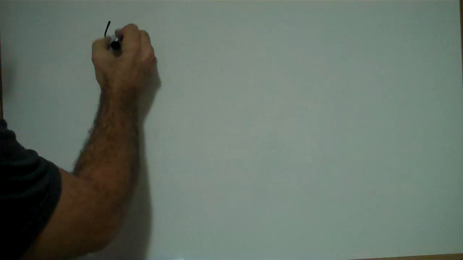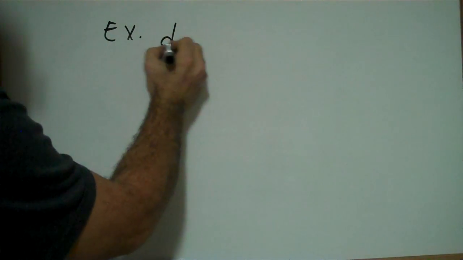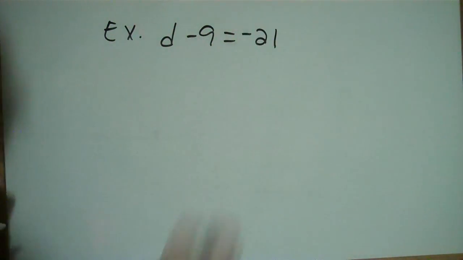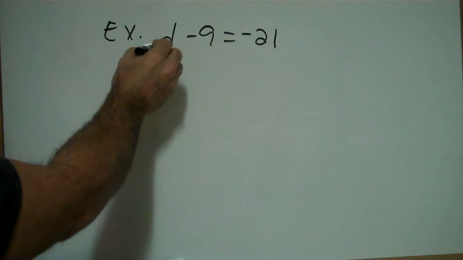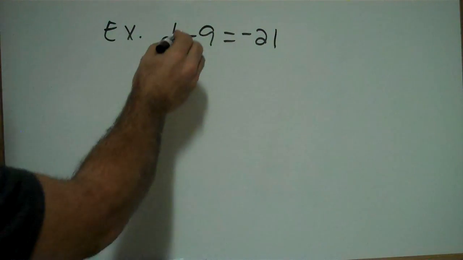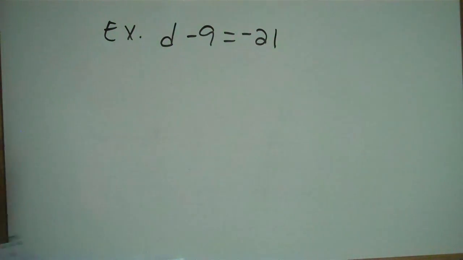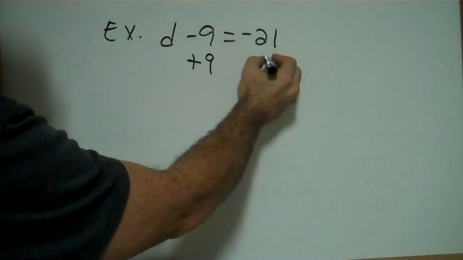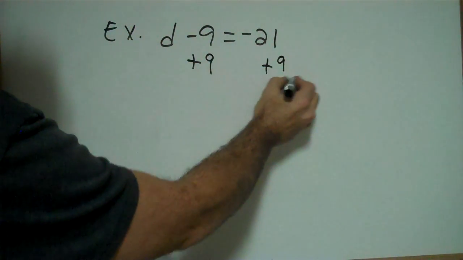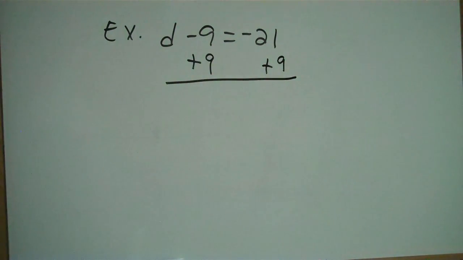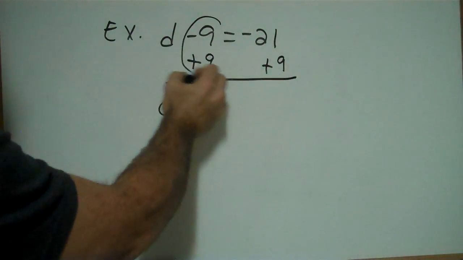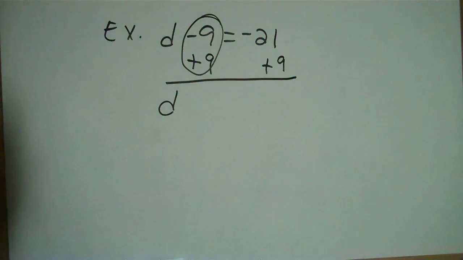Alright, let's try this one. d minus 9 equals a negative 21. So what I'll do this time to get this d by itself is I'm going to add the opposite of a negative 9 to both sides. Well, that would be what? Adding a positive 9 to both sides. Because guess what? I bring my d down. Negative 9 and plus 9, they zero out again.